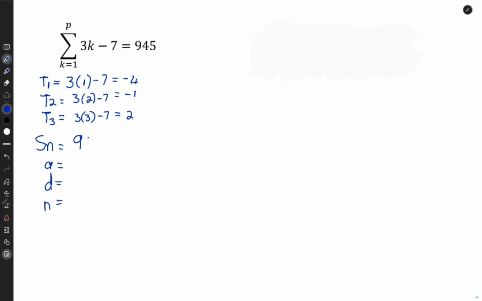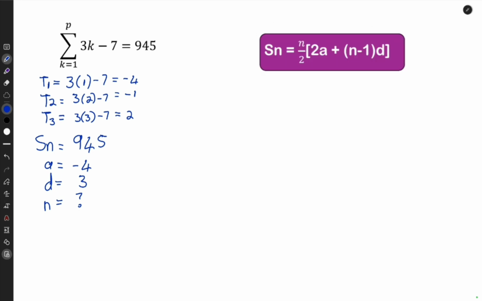So I know the value of Sn. I know A is still minus 4. I know D is 3. And N is the unknown in this case. Okay, so I am just going to keep that as an N. Now I can use the formula again to sub in. So we've established that this is arithmetic because it has a constant value of 3. And now I can just sub in. 945 is equal to, I don't know what N is, just going to keep it there, but 2 times minus 4 plus N minus 1 times 3.